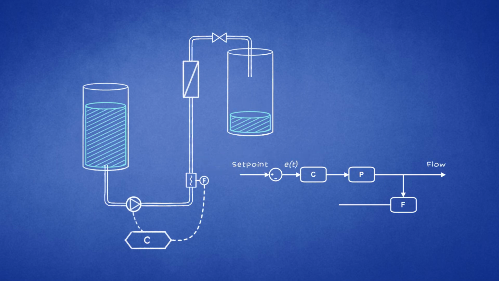In flow control, the controller compares the actual flow against the set point flow and calculates their difference, called error. Based on the error, the controller calculates how much the pump speed should increase or decrease.